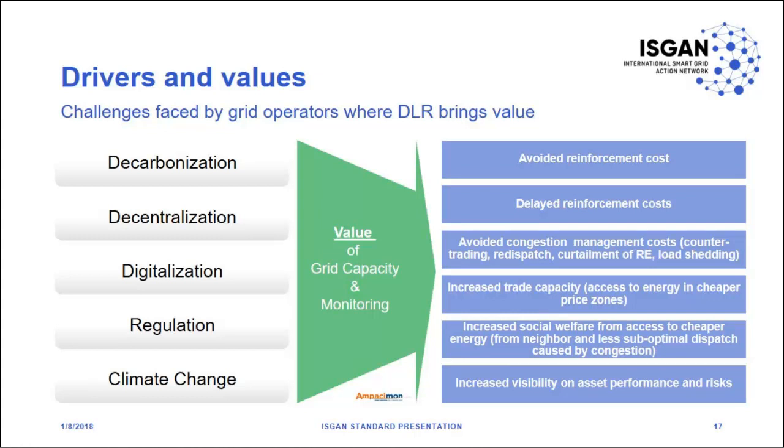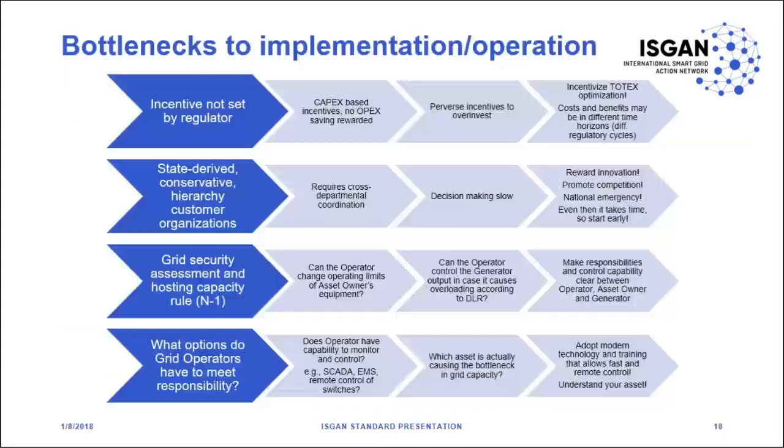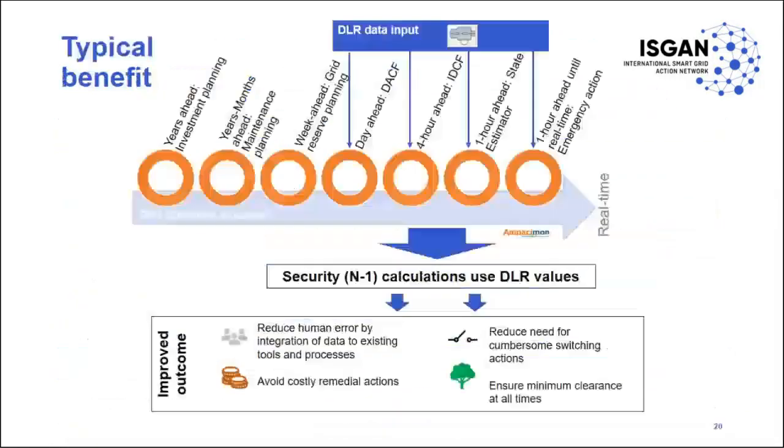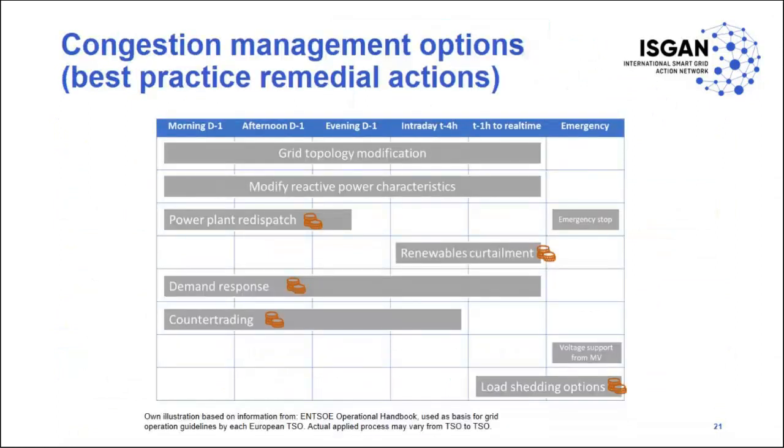You can increase trade capacity with neighbors with cheaper power prices. This means you can also sell more to your neighbor. Facilitating broader access to cheaper energy means generating social welfare. The main benefit of having more visibility and situational awareness through monitoring with DLR systems is that you can evaluate better your asset performance and risks, which can be applied in asset management. I'm going to skip a little bit, come back to this later.